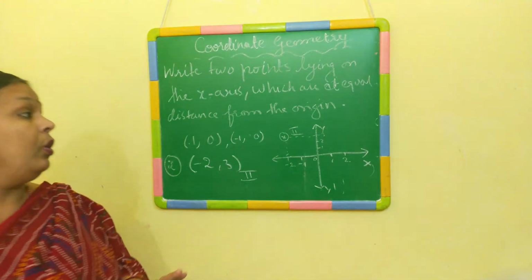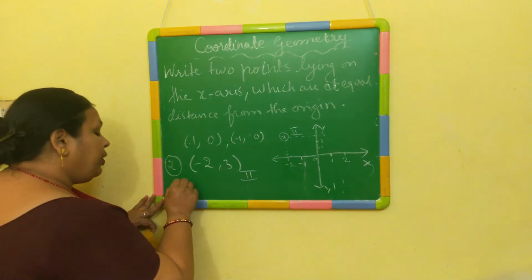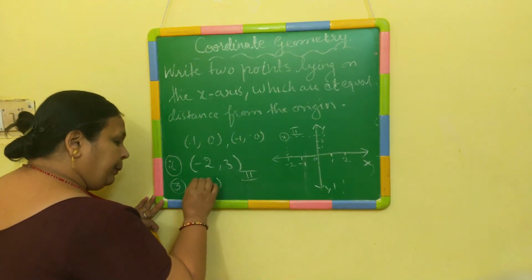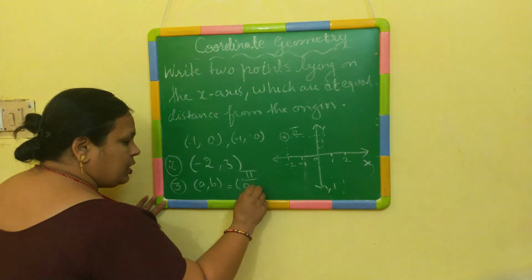Clear? Now, the third example which we need to take is, if A and B are ordered pairs and the value is 0 and 5.